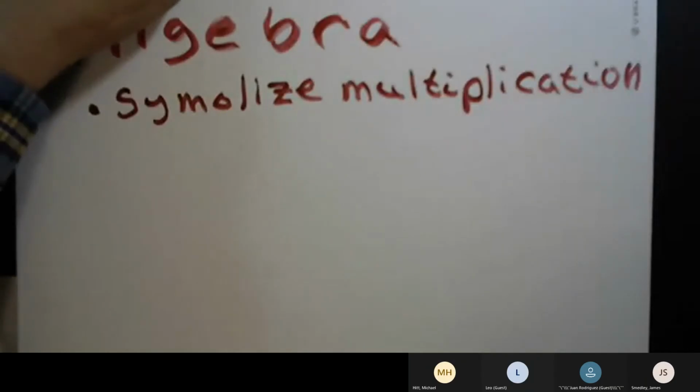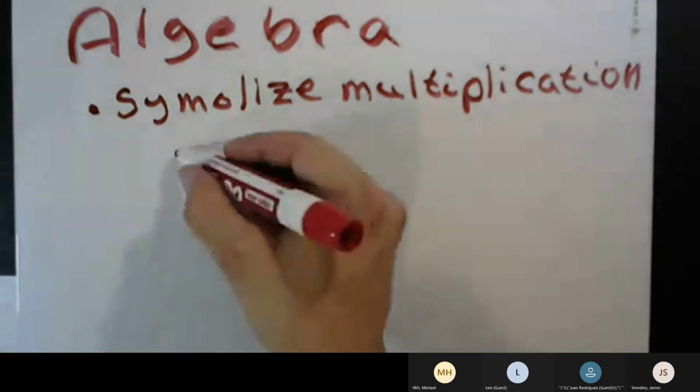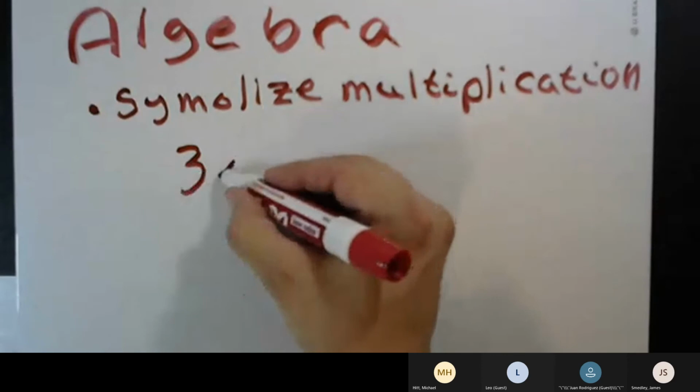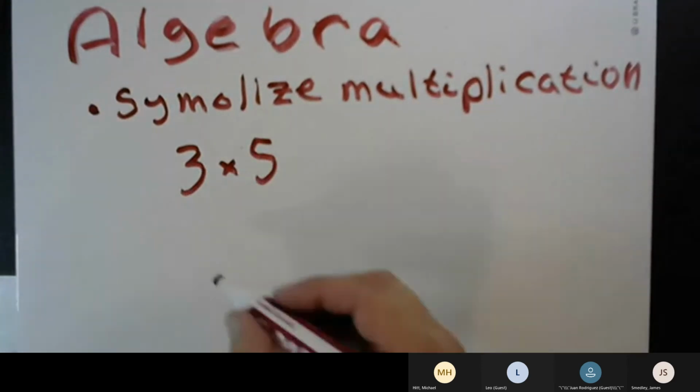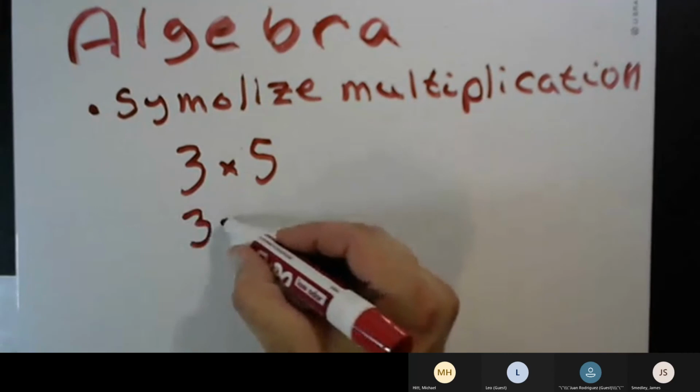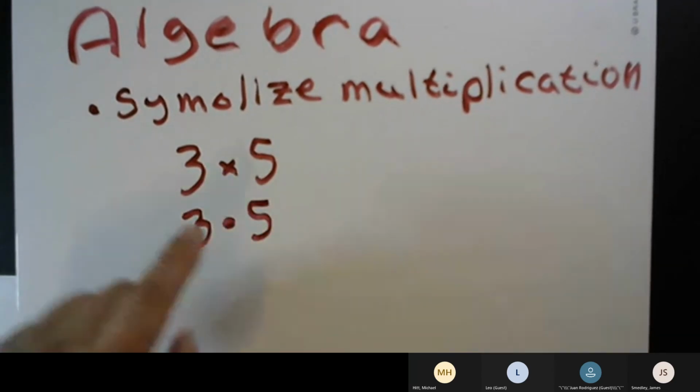So we're looking at algebra, and the thing with algebra is we're going to have some changes in how we represent things. A big area is in multiplication. So we're used to seeing stuff like 3 times 5. But now we're going to represent it a little differently. You're going to see this dot. You might have seen me use this before.